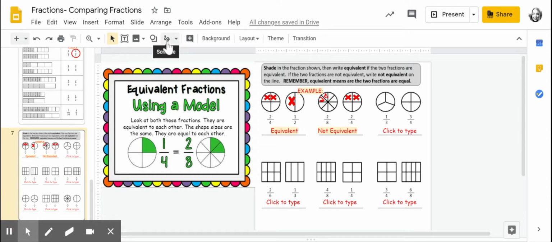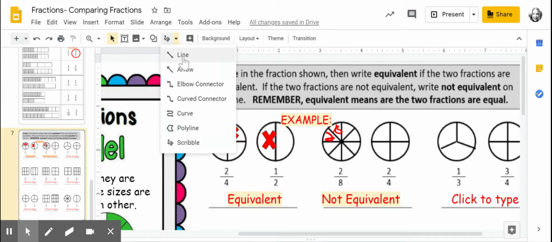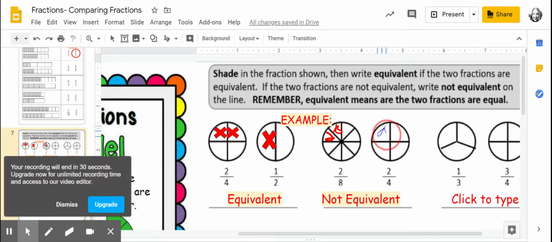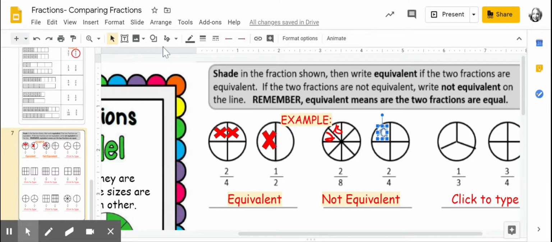And then I'll use my scribble tool here, and I'll show you how that works again. I'm just going to delete these ones. If I zoom in, I have used my scribble tool, which is just under your line, just under scribble. And I've scribbled in 2 of the pieces out of my total 8. And now I'm going to scribble 2 pieces out of my 4. And then I'm going to change the color. And then I can see that I've scribbled here.